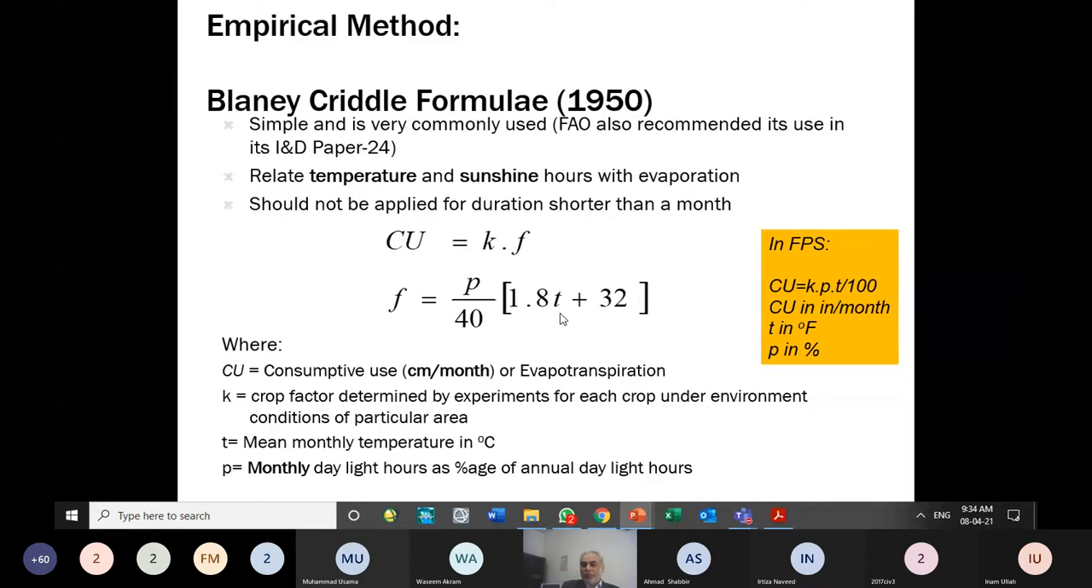So the mean monthly temperature of that area, and percentage sunshine hour, which is of the whole month in comparison to the sunshine hour of the whole year. That is the percentage sunshine hour. So P is monthly daylight hours.